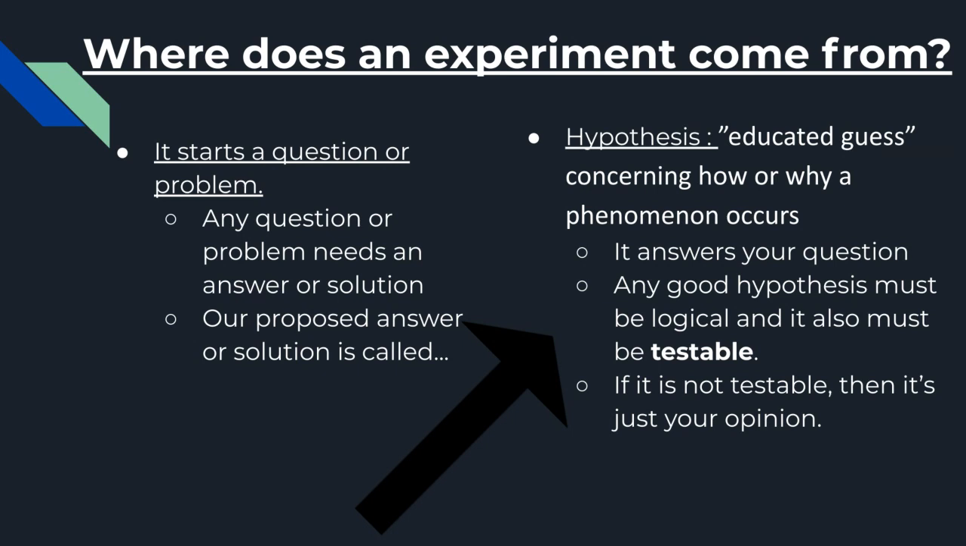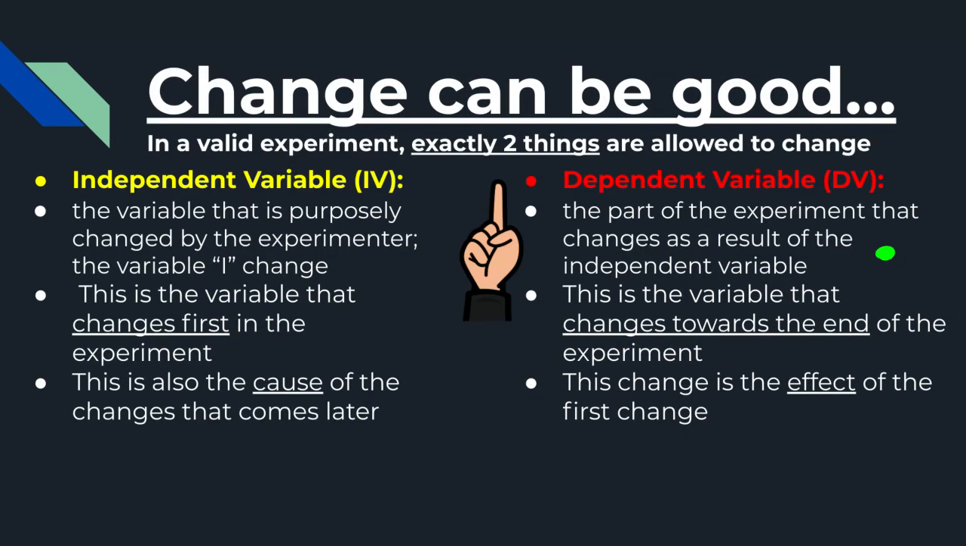So once we have a question or a problem, we've identified it as a question or a problem, and then we've put forth a hypothesis that addresses that question or problem, we are ready for some change, because change can be good sometimes. In a valid experiment, exactly two things, no more, no less. Exactly two things in an experiment are allowed to change. The first is the independent variable, which you see in yellow right here. The second is the dependent variable, which is written in red. And I color-coded these for a reason so that it'd be easier to navigate through this.